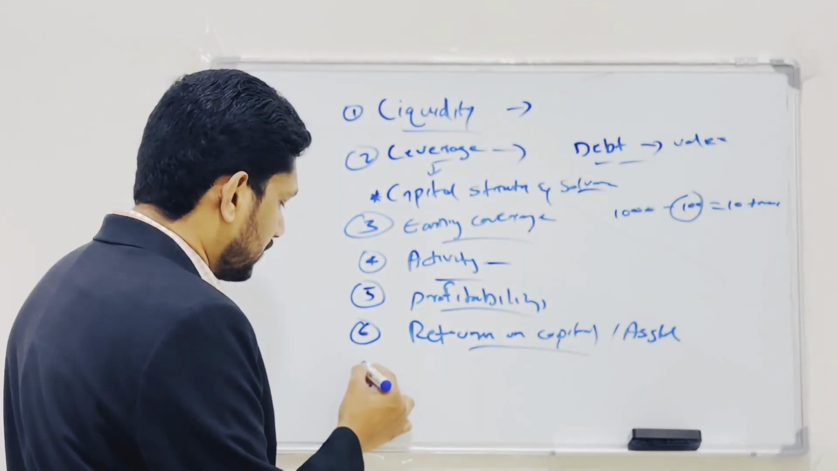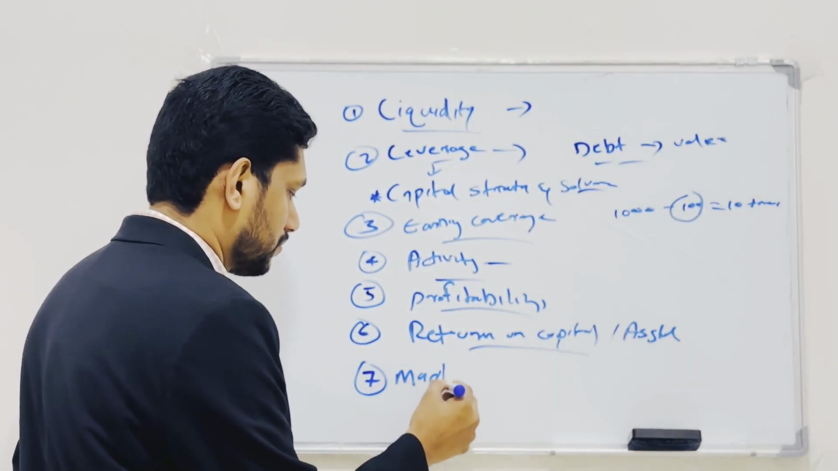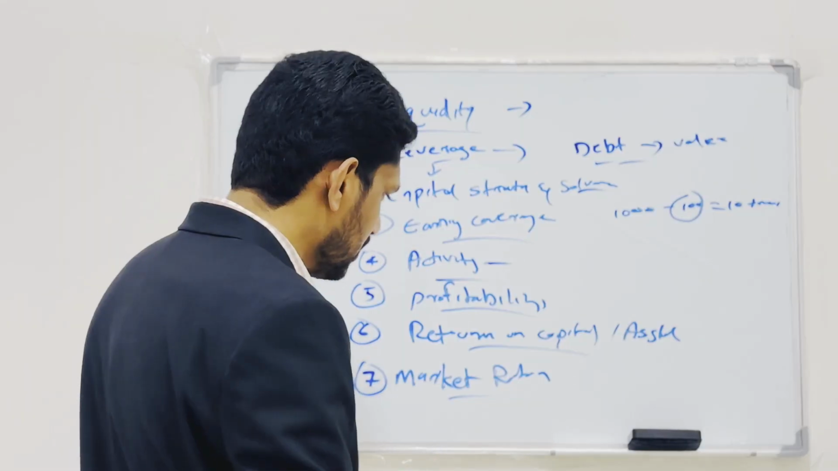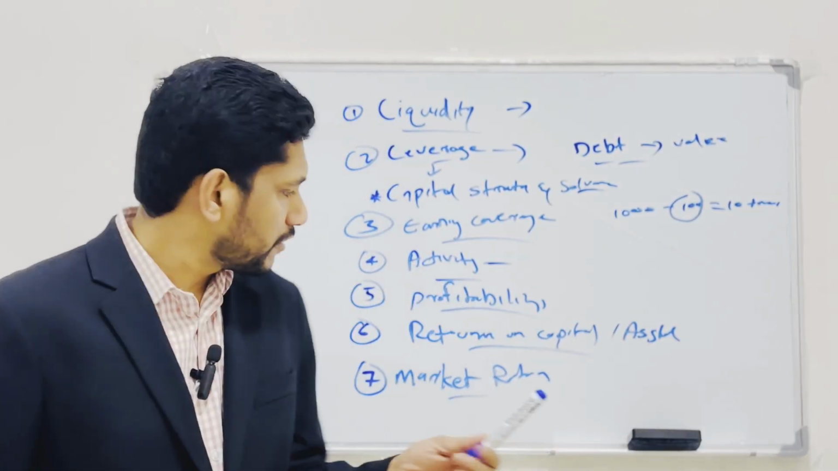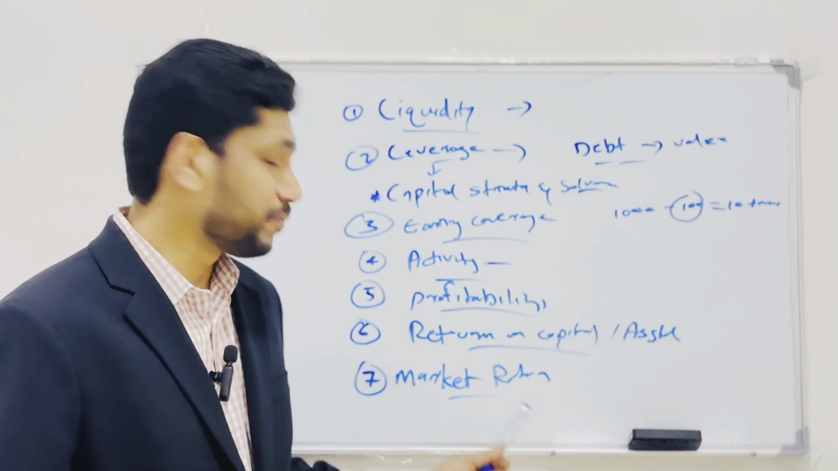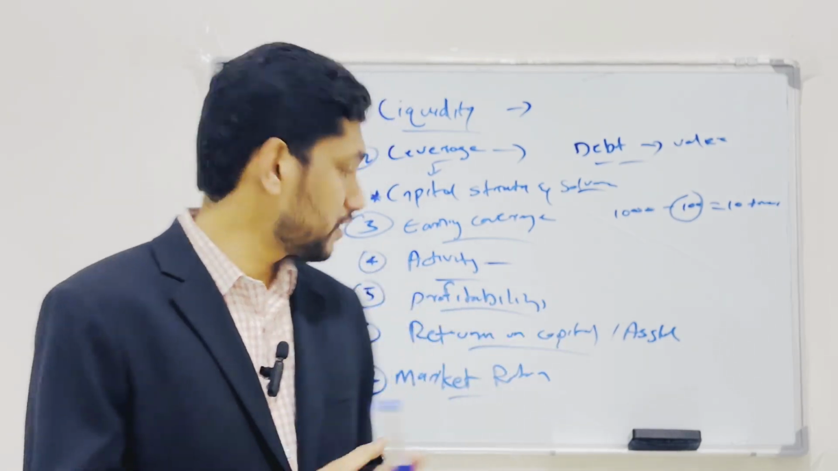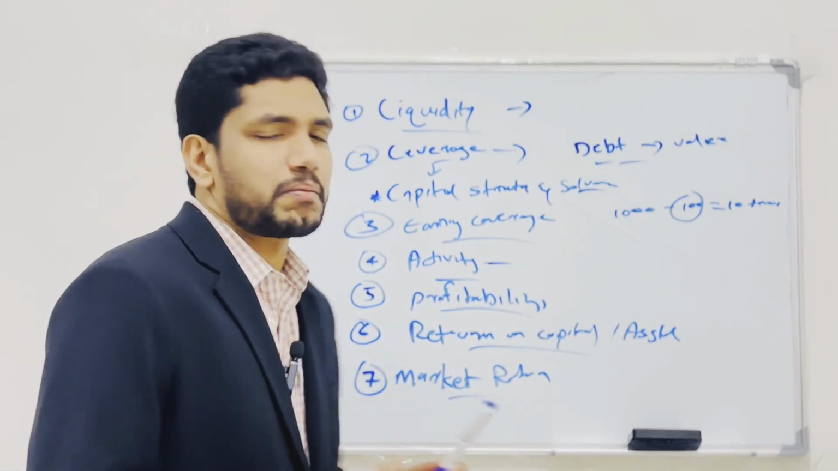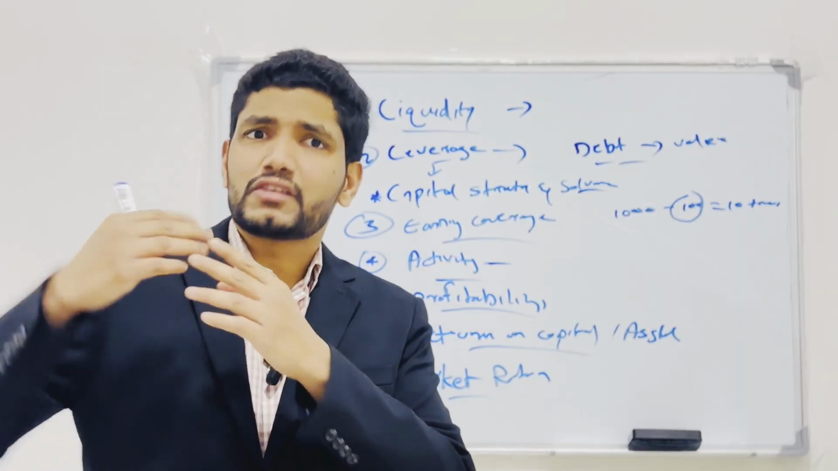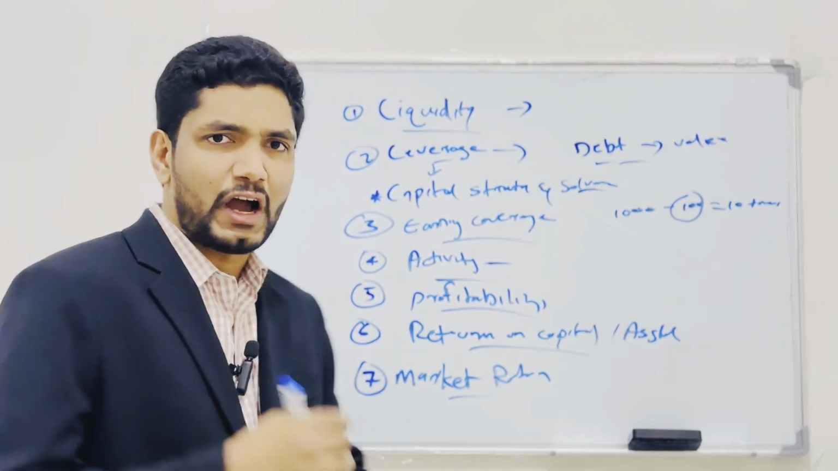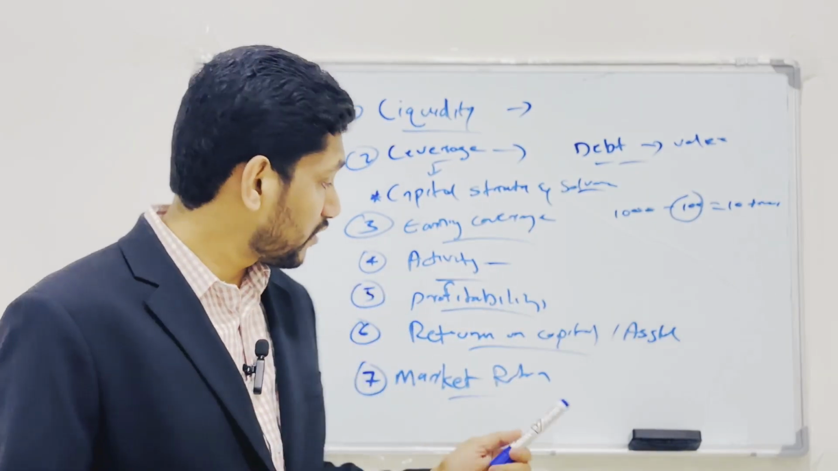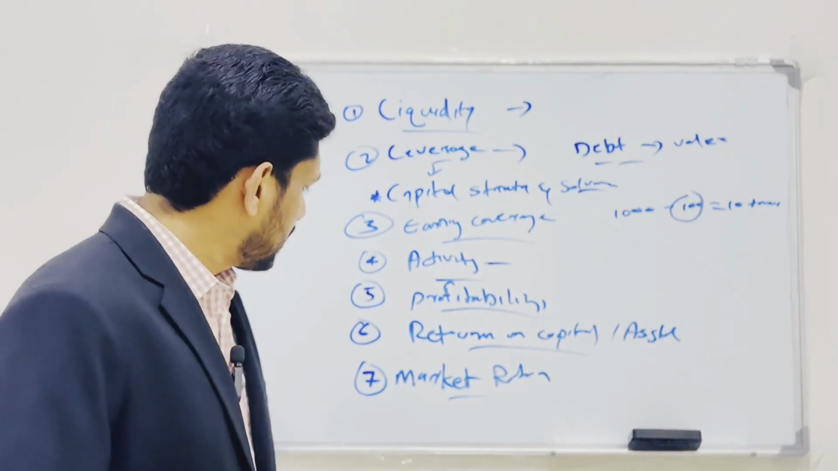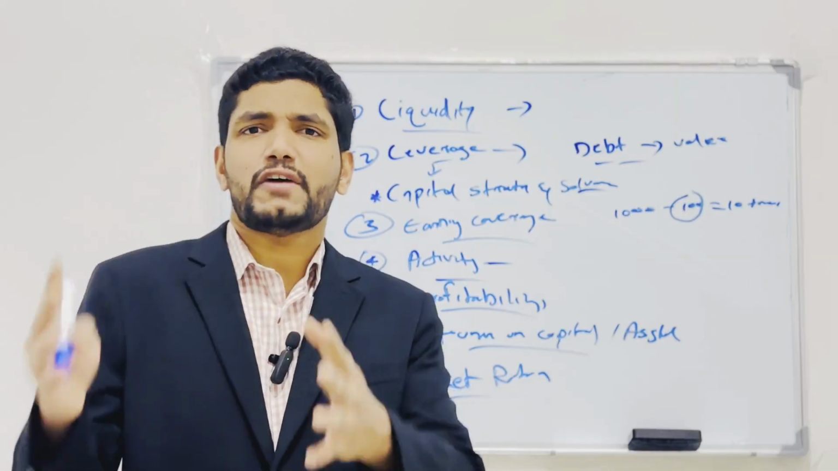The seventh category we discuss is market ratios. Market ratios connect the share price or share market with the financial statements. It is purely an investor's point of view. Once I invest in something, how much return can I expect from this investment, in the form of dividends and in the form of capital appreciation? These are the factors the market ratios consider.